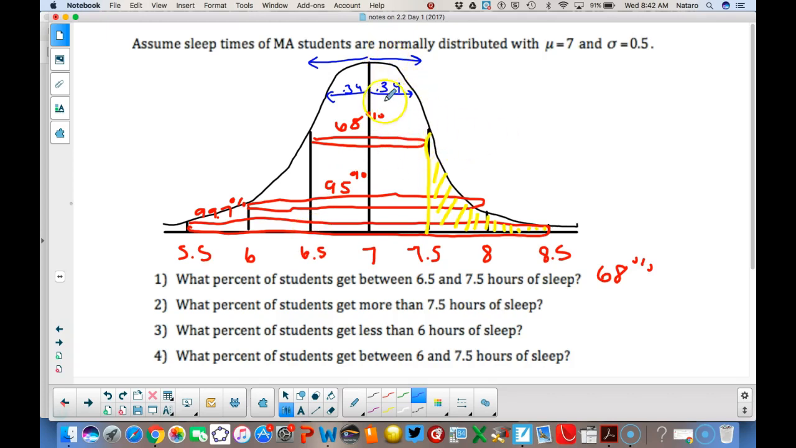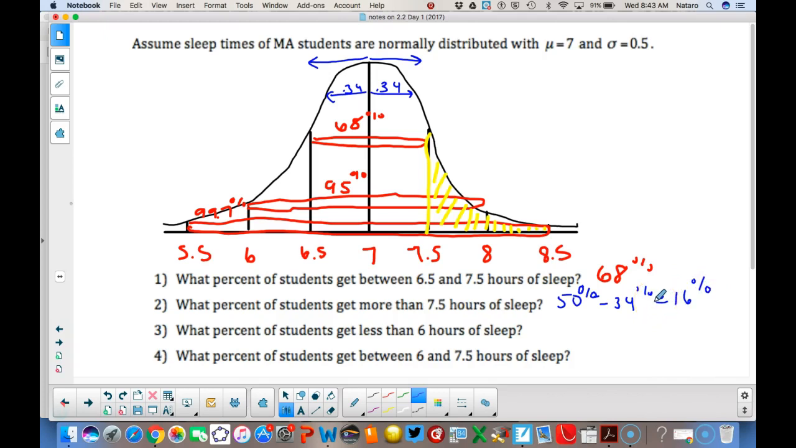So what do you think we need to do with the 50%, which represents the entire area to the right, and the 34%? If you said subtract, you would be correct. We would take 50% and subtract 34%, which would give us 16%. One of the things you may be wondering is, does it really matter if we write these as percents or decimals? The answer is it doesn't matter. You can write it either way.